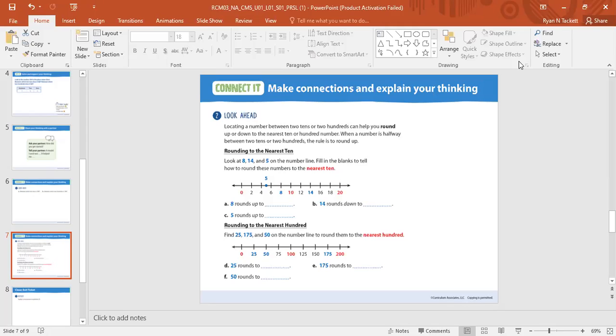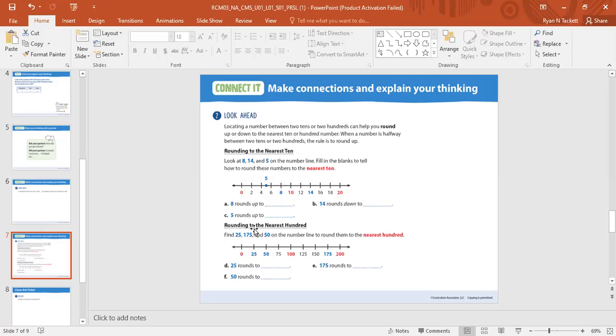All right, guys, in the worksheet that will be on Google Classroom, we're going to locate 8, and we're going to round to the nearest 10. We're going to look at 14 right here, and we're going to round to the nearest 10. And we have 5, and we're going to round to the nearest 10. In the Google Classroom sheet that I'm going to post after this lesson, it's a text box, and you just click on the text box and type in the number that it will be.